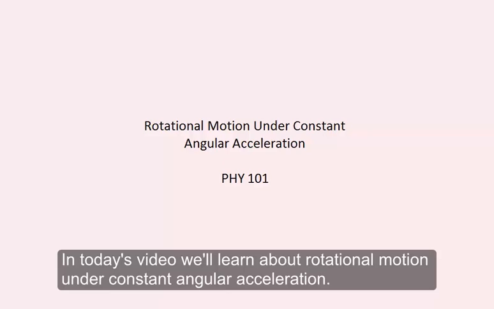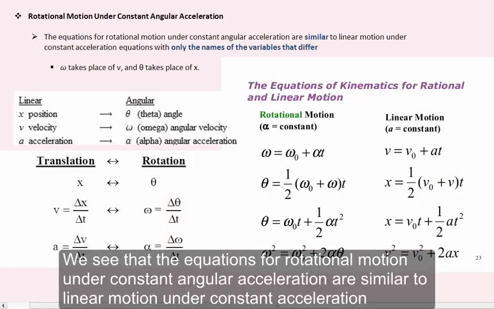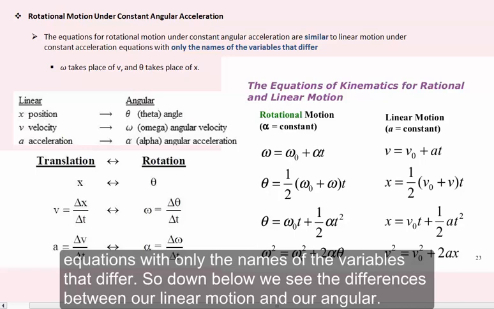In today's video, we will learn about rotational motion under constant angular acceleration. We see that the equations for rotational motion under constant angular acceleration are similar to linear motion under constant acceleration equations, with only the names of the variables that differ. So down below, we see the differences between our linear motion and our angular.